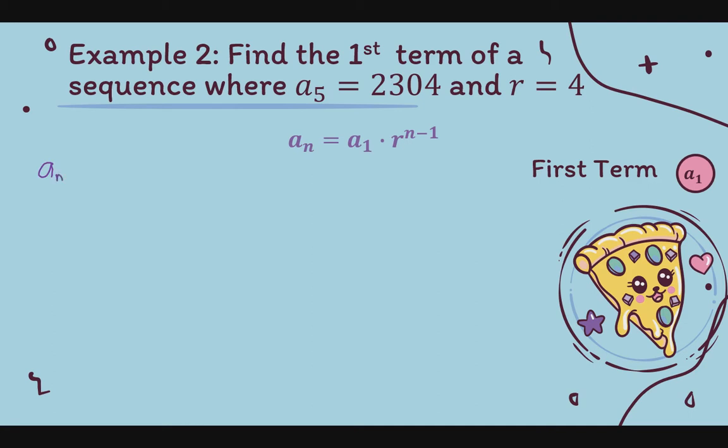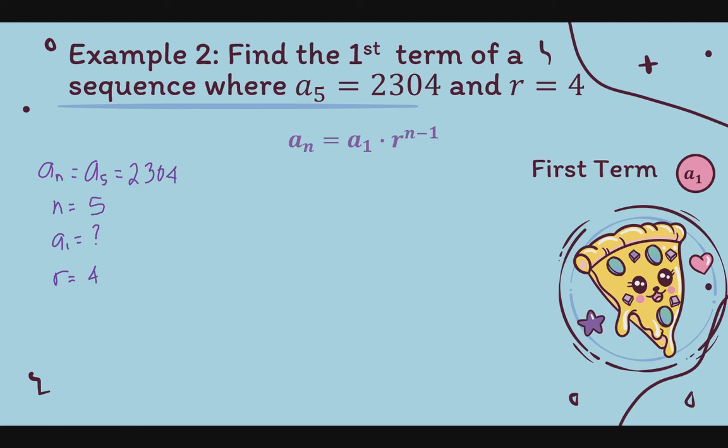So, ang a sub n natin is yung ating last term or yung ating given term na a sub 5, which is equal to 2,304. Next, ang ating n is naturally will be equal to 5. Then, ang ating a sub 1, yan po yung hinahanap natin. At ang ating r naman ay 4.